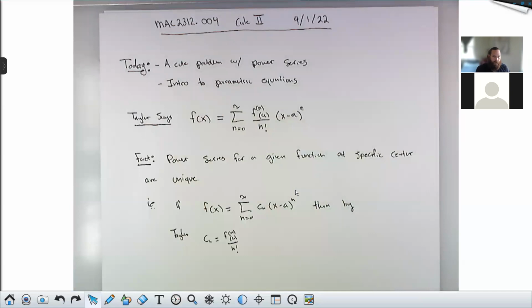Well, what this means is that if somebody hands you a power series for some function, somebody gives you an expression like this, you can assume that the c_n's, even if maybe c_n is just like 5 to the n or something, then you know that 5 to the n is the nth derivative evaluated at a over n factorial. And that will allow you to solve for the nth derivative.